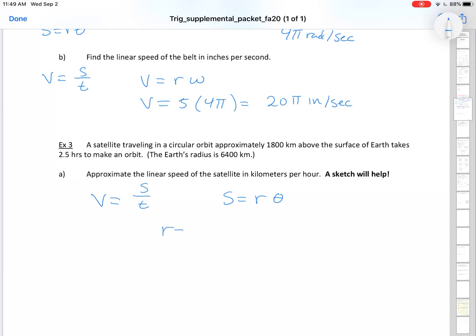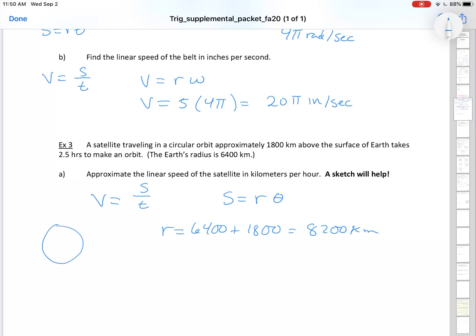And so r is the 6,400 kilometers to get to the Earth's surface plus the 1,800. Otherwise, you're not doing a circle, you're doing some kind of strip arc, and it needs to be a complete central angle circle, and that's equal to 8,200. 8,200 kilometers is my radius.